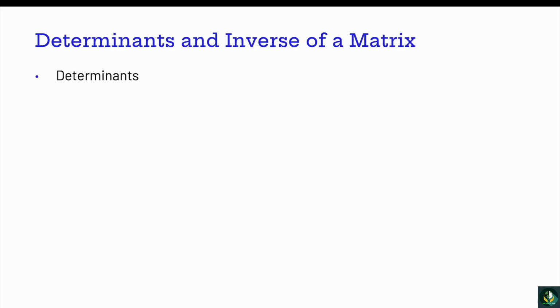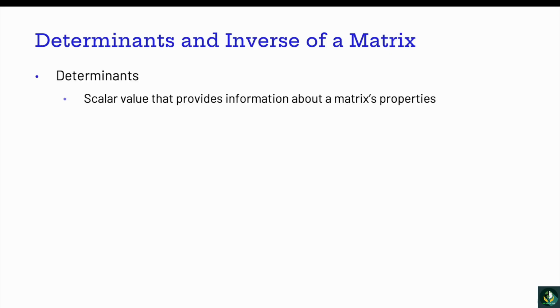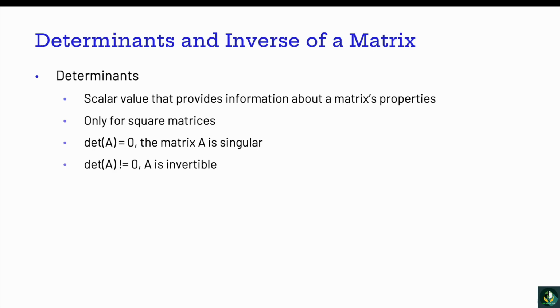Now what are determinants? A determinant is a scalar value that provides information about a matrix's properties, such as invertibility. It is calculated only for square matrices. Some of the key insights for the determinant include: if the determinant of a matrix A is equal to 0, the matrix A is singular, which means it's not invertible. Whereas if the determinant of A is not equal to 0, then A is invertible.